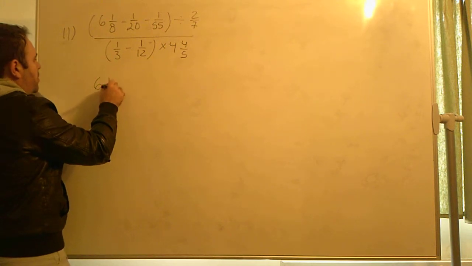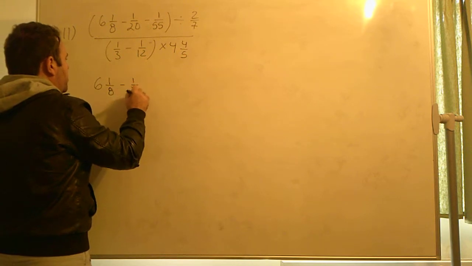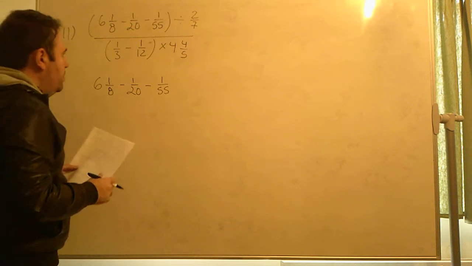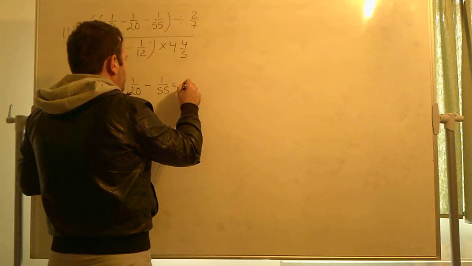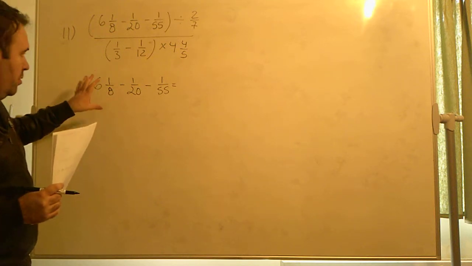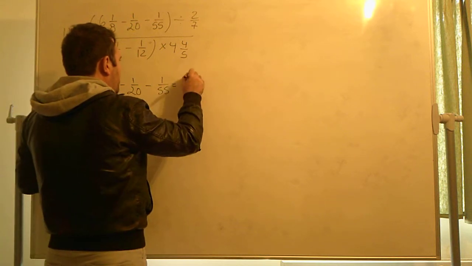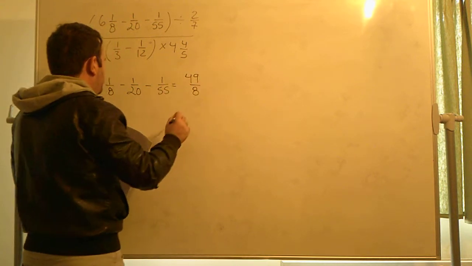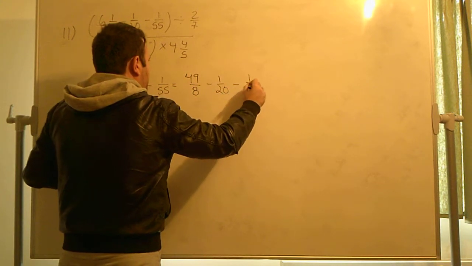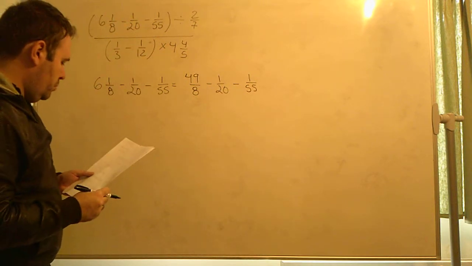First, let me simplify it. So we have 6 integers and 1/8 minus 1/20 minus 1/55. Yeah. So first we need to turn this mixed fraction into an improper fraction. So 8 times 6 is 48 plus 1, 49/8 minus 1/20 minus 1/55.